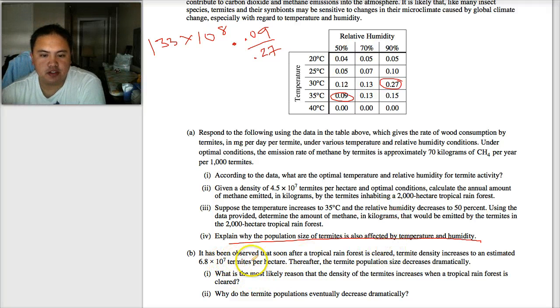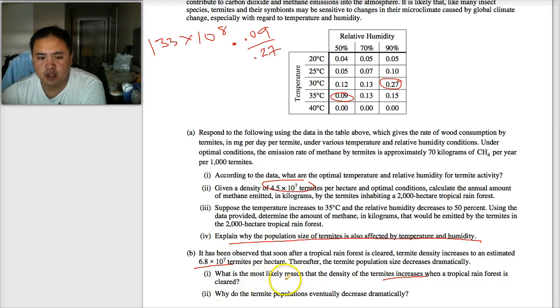B, it says, is observed that soon after a rainforest is cleared, termite density increases to 6.8 times 10 to the 7. So initially it was 4.5 times 10 to the 7, and now when I clear the rainforest, now there's 6.8 times 10 to the 7. So a significant difference of termites now. Thereafter, the termite population decreases dramatically. What is the most likely reason that the density of termite increases when a tropical rainforest is cleared?